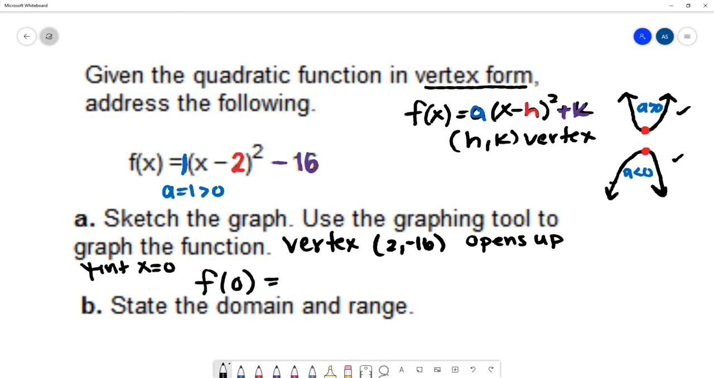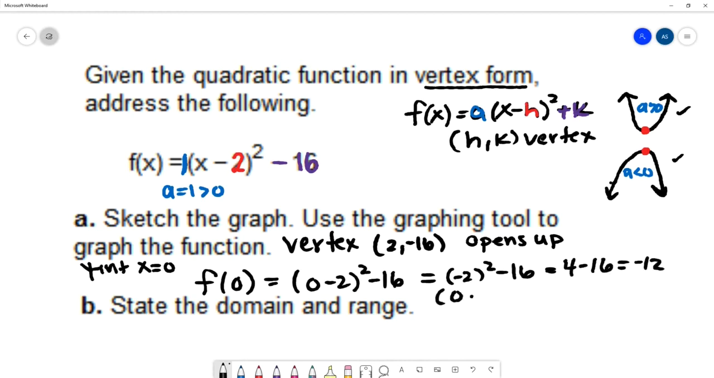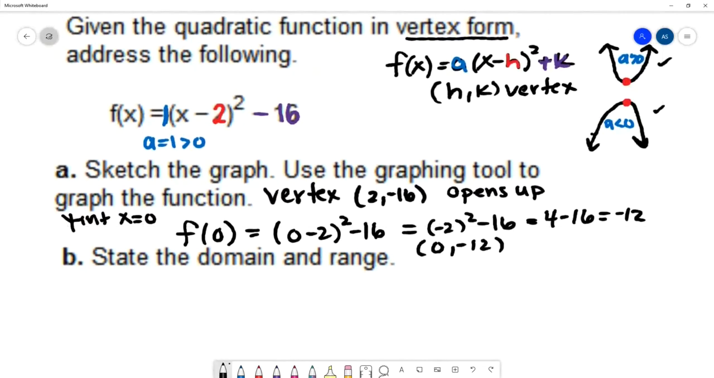So I'm going to calculate f of 0 to be 0 minus 2 squared minus 16. That's negative 2 squared minus 16. 4 minus 16 is negative 12. So we get a second ordered pair on the graph, 0, negative 12. The first one is that vertex 2, negative 16. So this will be enough for us to draw the graph.